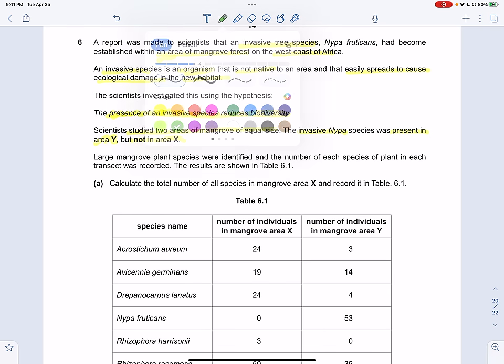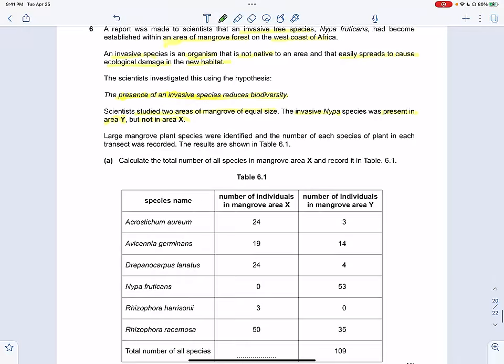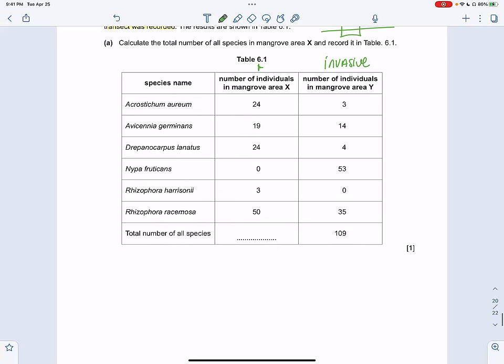And when I read things like that, I know you're going to forget. So area Y has the invasive species, but X doesn't have it. Large mangrove species were identified, and the number of each species of plant in each transect was recorded. So it seems like they did the number in each species, in each transect. Maybe they did the belt, could have been a big belt transect.